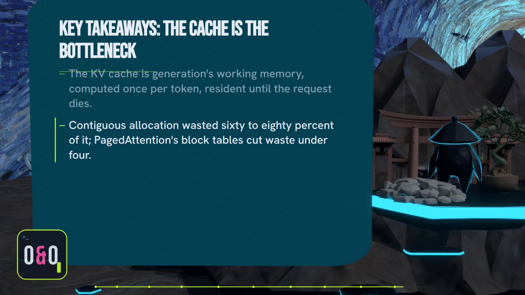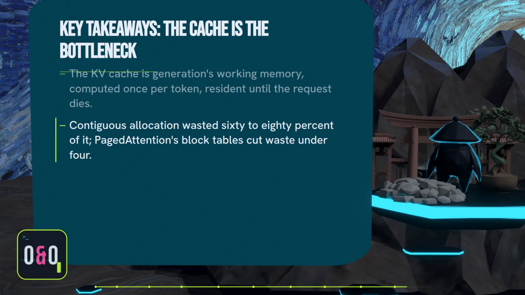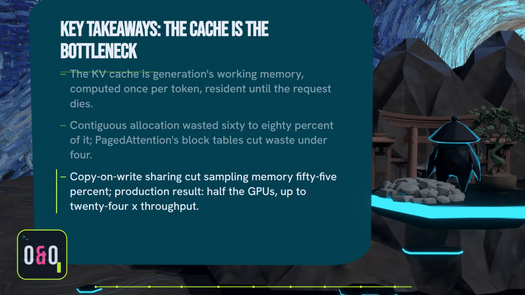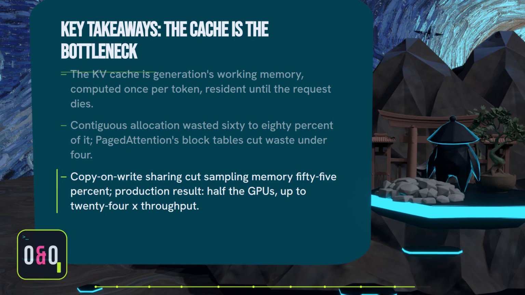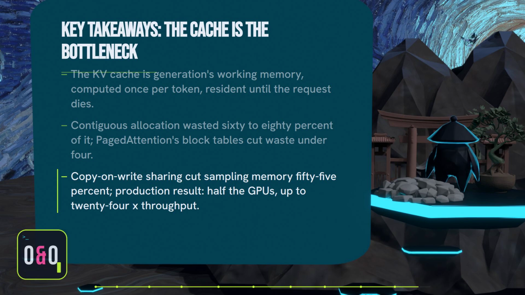The old stack stored it contiguously, reserved for the worst case, and burned 60 to 80% of the scarcest memory in computing on nothing. PagedAttention stole virtual memory from the operating system's playbook: fixed size blocks, a block table per sequence, allocation on demand, and waste fell under 4%. Copy on write block sharing then cut sampling workloads by another 55%. And the receipts followed, up to 24 times the throughput and a real fleet cut in half. The idea that travels beyond GPUs: when a resource is scarce, audit the allocator before you buy more of the resource. More scarcity is bookkeeping.